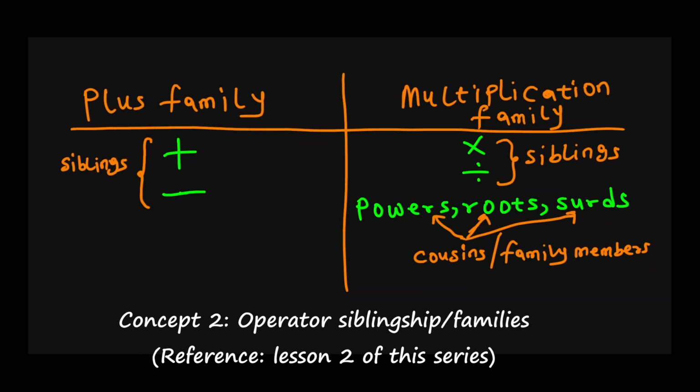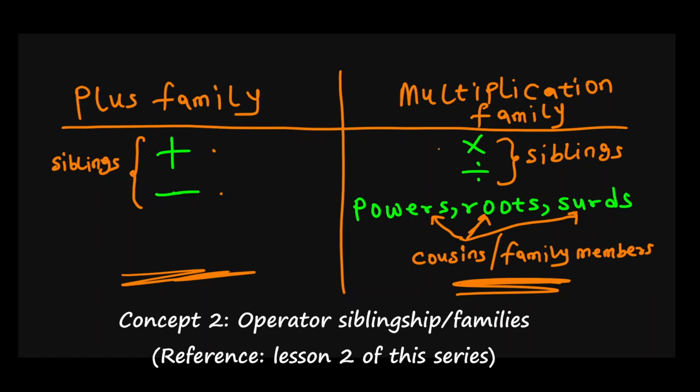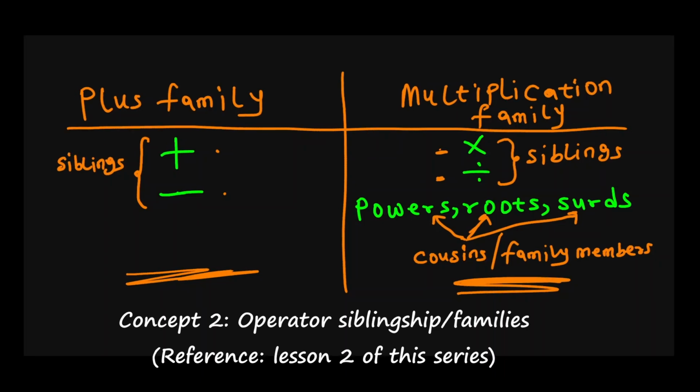So what do we mean by operator siblingship? It means that in mathematics generally, all operators have two families, the plus family and the multiplication family. The plus family has plus and minus, which I called siblings, and the multiplication family has multiplication and division operators, which are also called siblings. So these are the two siblings. Now, in the multiplication family, I mentioned that powers, roots, surds are cousins or family members of the multiplication family. This information is very, very important if you are going to process anything in mathematics, and we will see why.